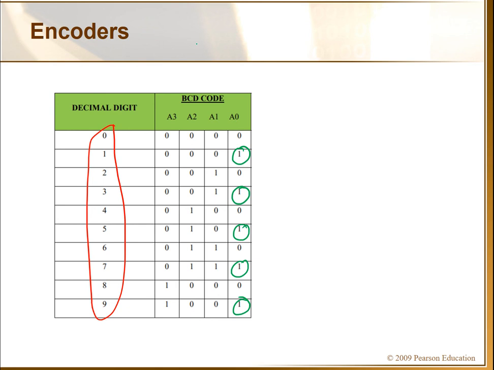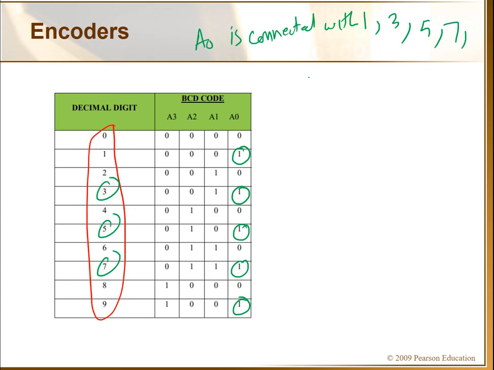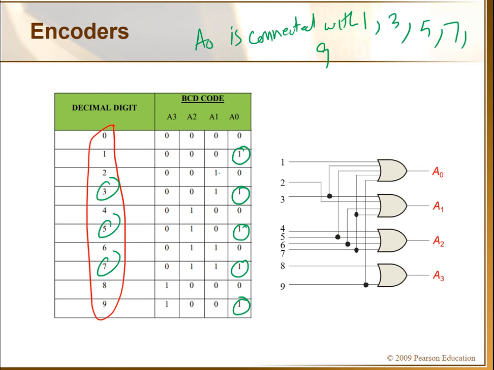So A0 is connected with the decimal inputs of 1, 3, 5, 7, and 9. Similarly, A1 is connected with 2, 3, and so on. So if you try to draw the logic diagram, it will look like this one. That A0, these are OR.